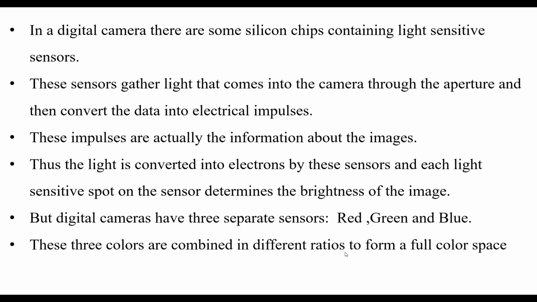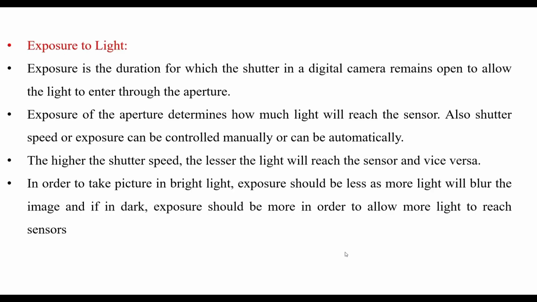But digital cameras have three separate sensors: red, green and blue. These three colors are combined in different ratios to form a full color space. To get a full color photo, we have three separate sensors, red, green and blue. Next, exposure to light.